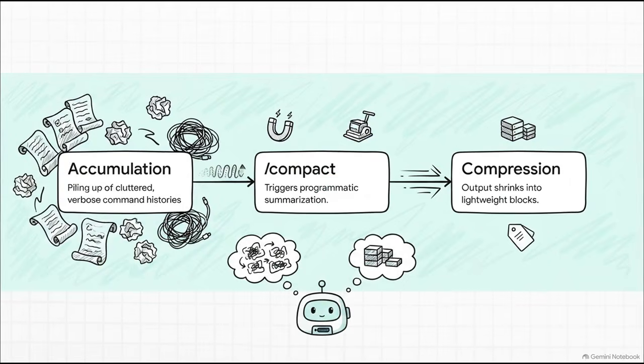So how does it work? Without intervention, cluttered, verbose command histories pile up fast. But when you trigger the compact command, you physically compress the noise. All those bloated tool outputs get programmatically crunched down into tiny, lightweight metadata blocks. This preserves the agent's memory of your intent without the token bloat, slashing latency in half.